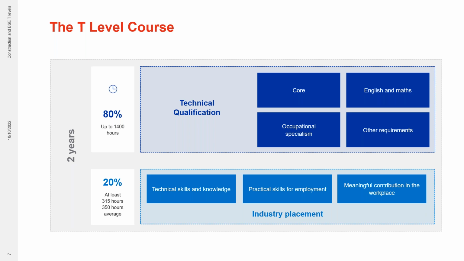And then you've got the remaining 20% is the industry placement that I previously talked about. So again, about applying their knowledge and skills that they've learned on the T-level, applying it in a practical context, and hopefully contributing in the workplace in an active way. And as you can see there, as we said earlier, 350 hours on average. So that's the kind of a summary, if you like, of the T-level course.